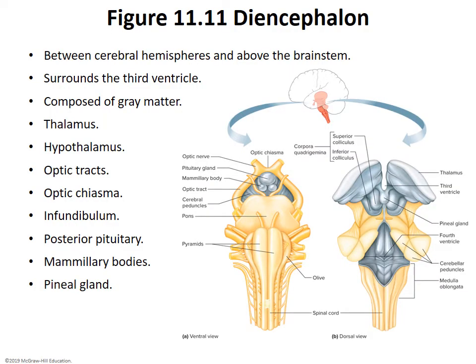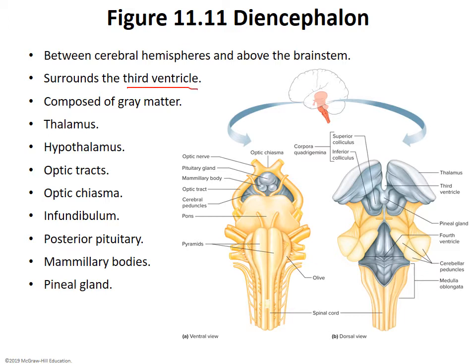So the diencephalon, you've looked at this in lab. This is a very odd way to look at it. These little guys here, if we were able to pull that entire area out, this is what it looked like. Again, in lab, you see it from the sagittal section cutting across, but this is an area between the cerebral hemispheres. It's above the brainstem, as it says. It surrounds the third ventricle.